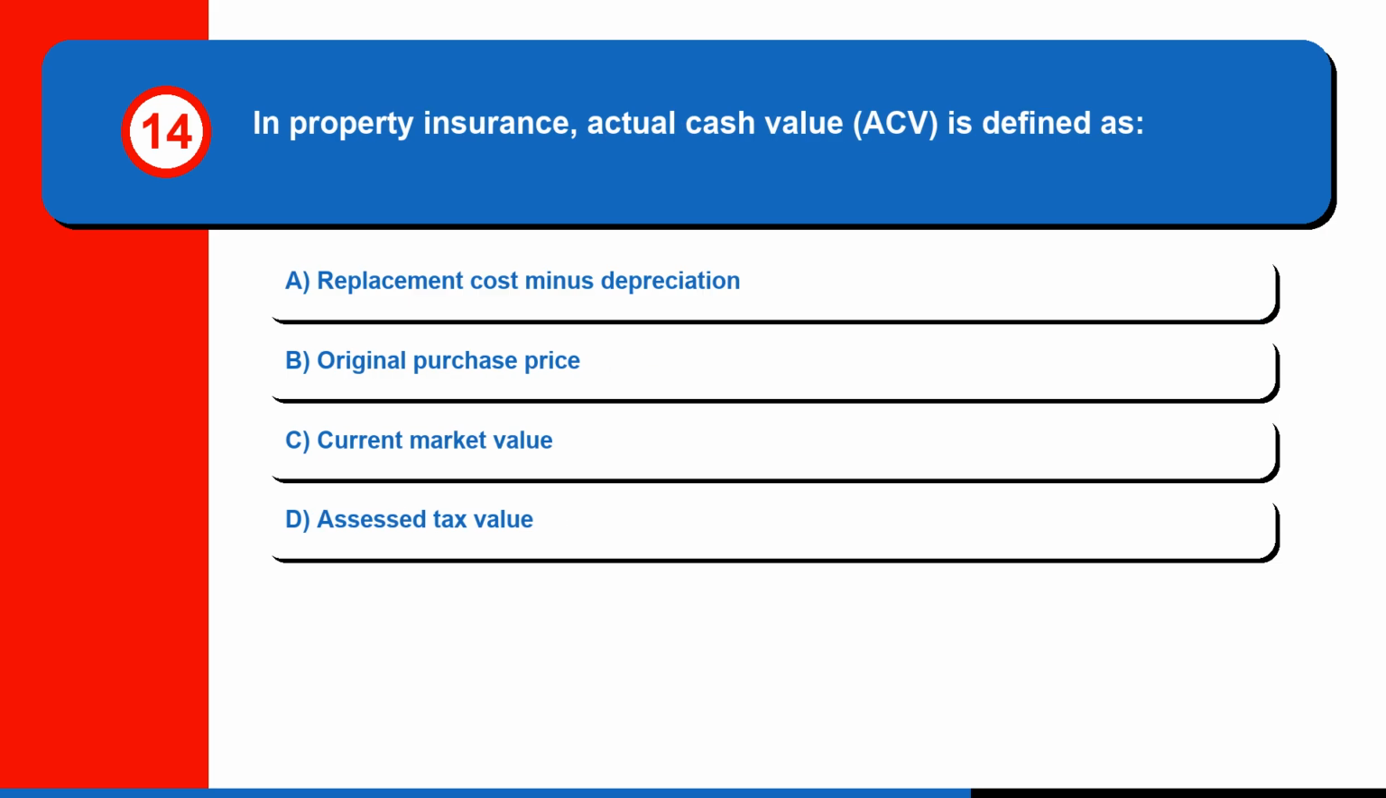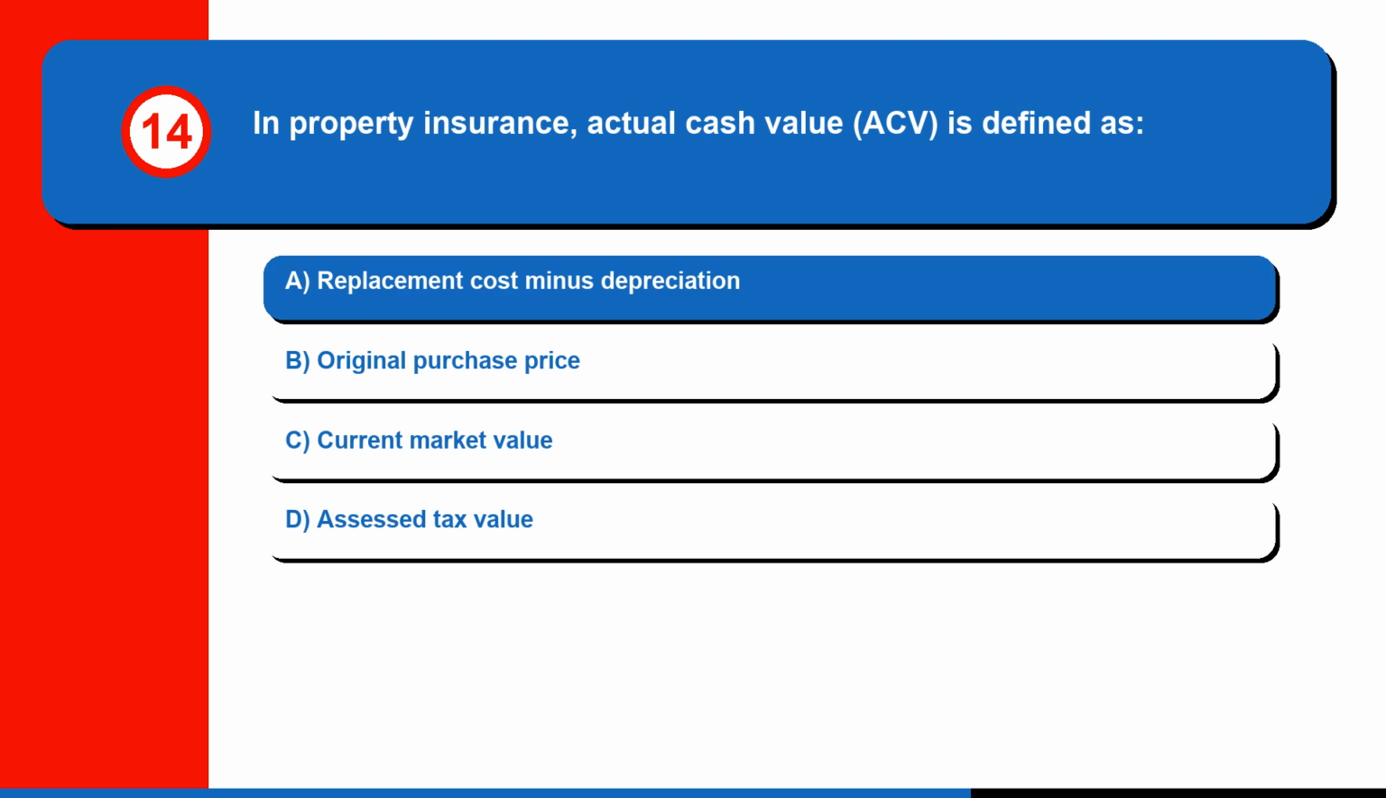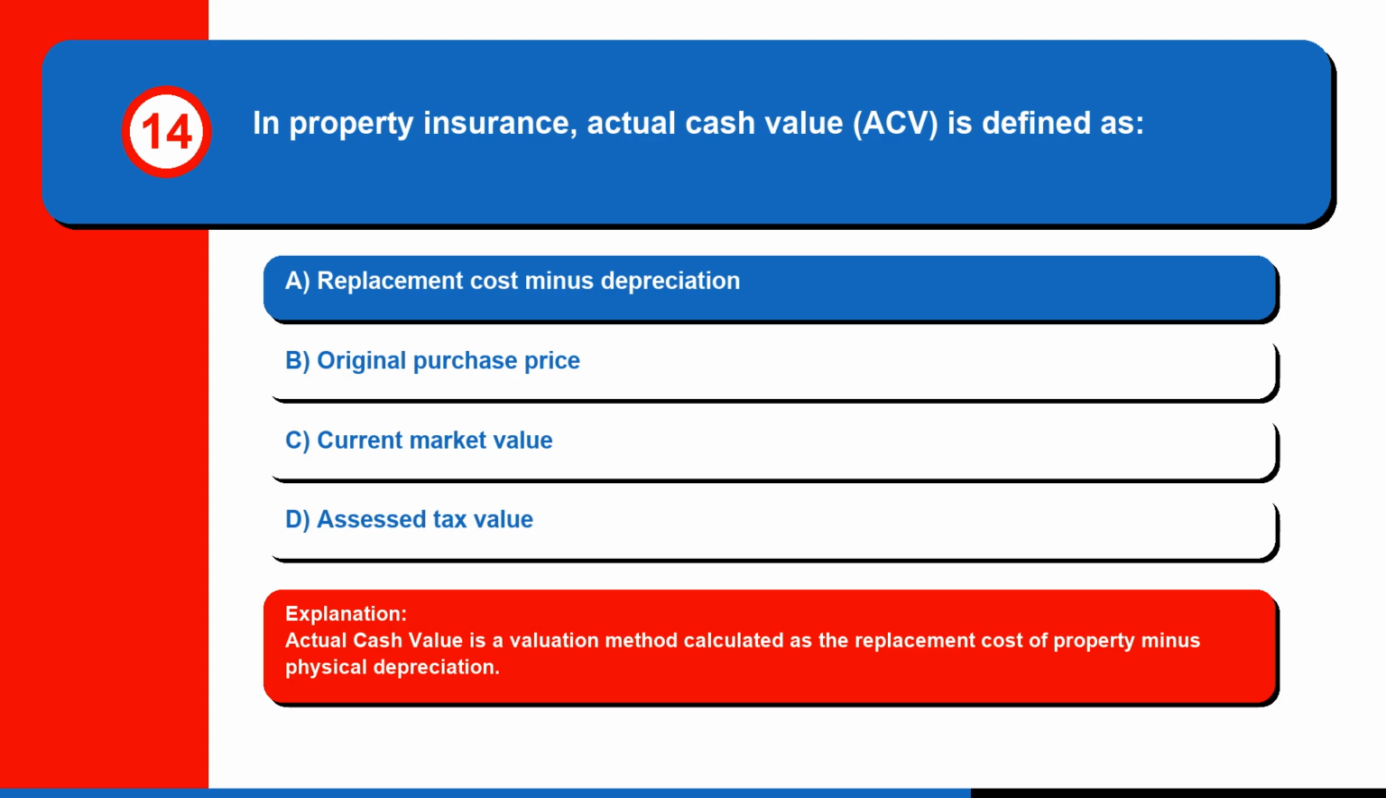Question 14. In property insurance, actual cash value, ACV, is defined as A. replacement cost minus depreciation, B. original purchase price, C. current market value, or D. assessed tax value. The correct answer is A. Replacement cost minus depreciation. Actual cash value is a valuation method calculated as the replacement cost of property minus physical depreciation.